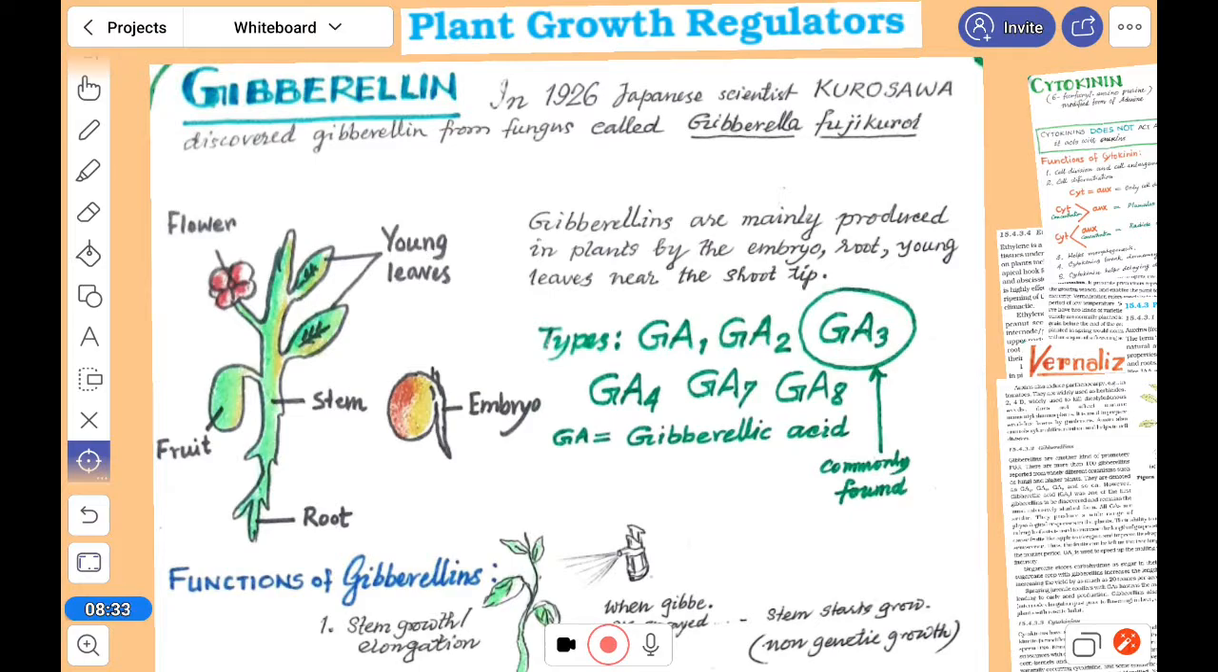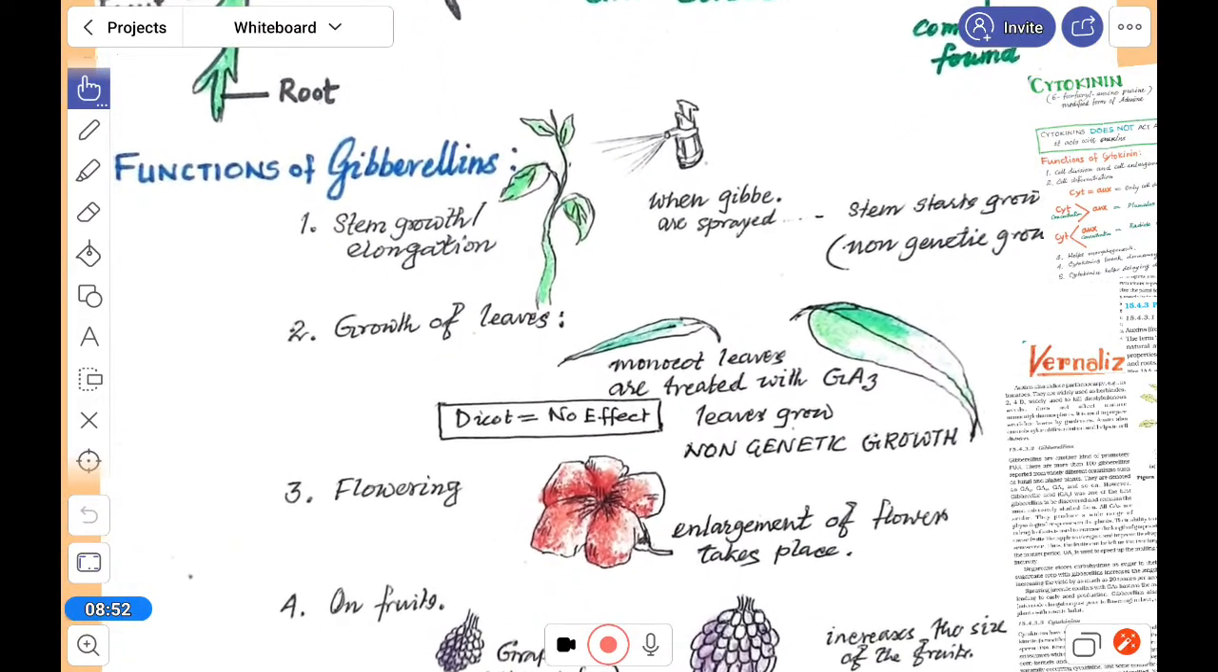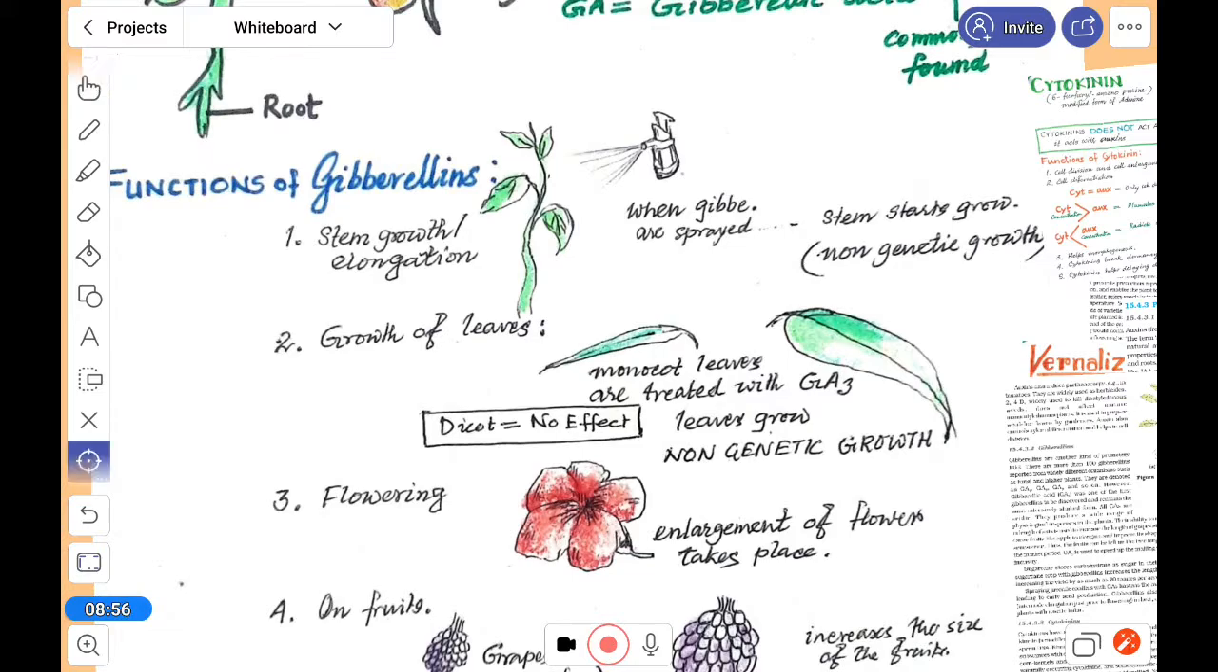These are A1, A2, A3, A4, A7, A8, but the commonly found gibberellin is A3. Okay. Gibberellin is also very important in its function, especially its function in horticulture. Let's see this.